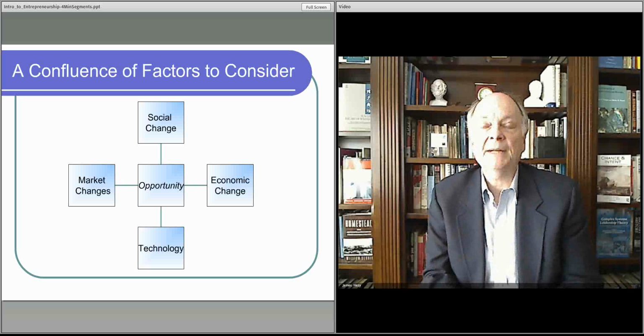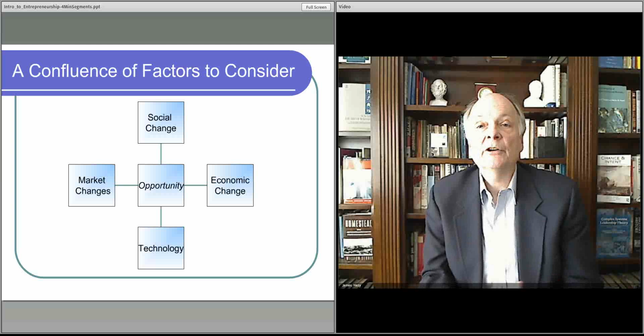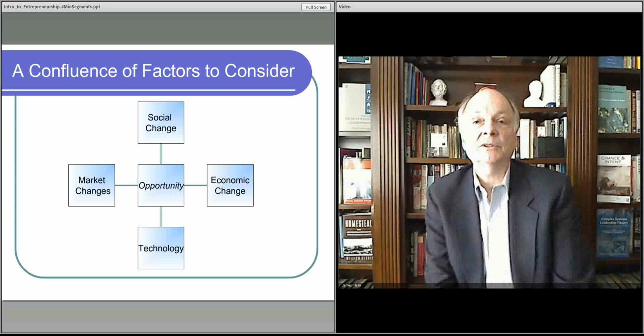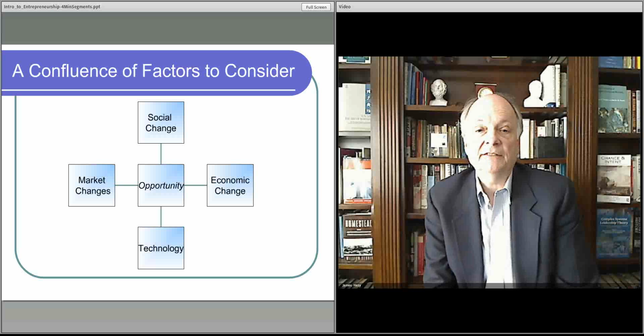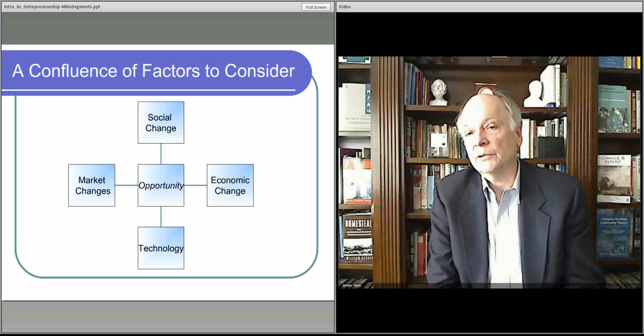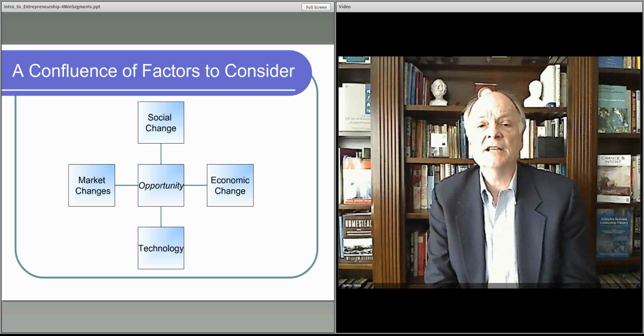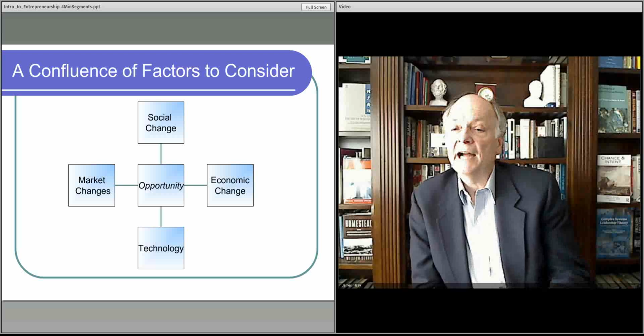What is happening that creates these opportunities? What sorts of changes create the chance for those of us who want to do something like entrepreneurship to take advantage of? There are essentially four that we talk about in the entrepreneurial field, and they're summarized here: market changes, social changes, economic changes, and technology changes. There's a little more behind them.